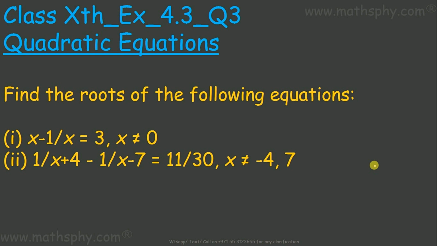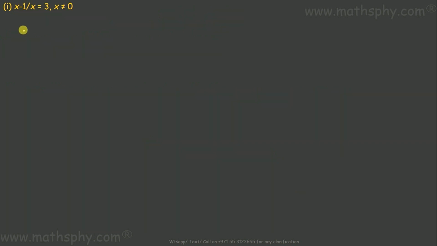This question here, it says, find the roots of the following equations. We have these two equations here. Okay, let's take up first thing first. So this one here, it says x minus 1 over x equals 3, where x is not equal to 0. Obviously, if x is 0, this equation becomes undefined. So first of all, let's change this equation to a quadratic equation. If I multiply both the sides by x, this will be x squared minus 1 over x into x equals 3 into x. This will be x squared minus 1 equals 3x. x squared minus 3x minus 1 equals 0.